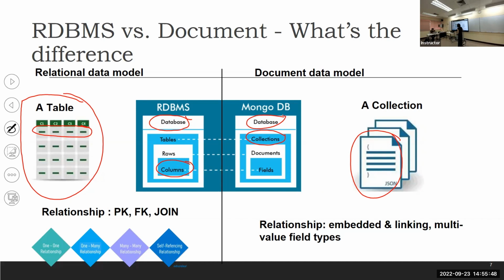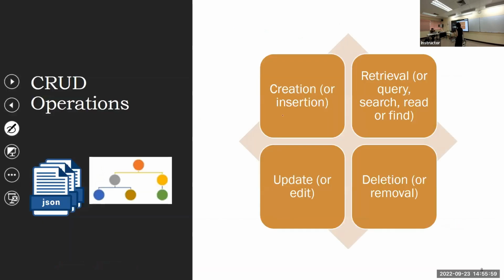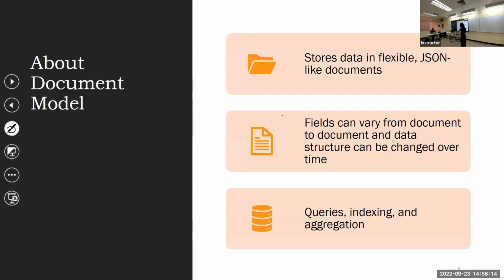But with the document model, sometimes you can still use a referencing mechanism or an embedding mechanism, which we will consider later on in detail. Main operations are similar. You can do create, retrieve, update, and delete, or CRUD operations, with the document model easily. And any key thing? We can say that it is a little bit schema-less structure.